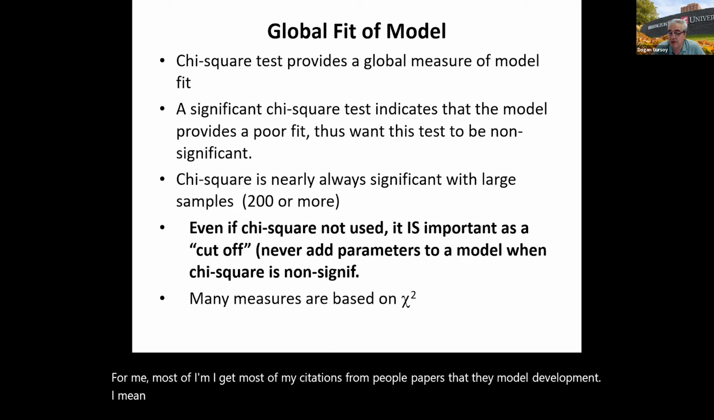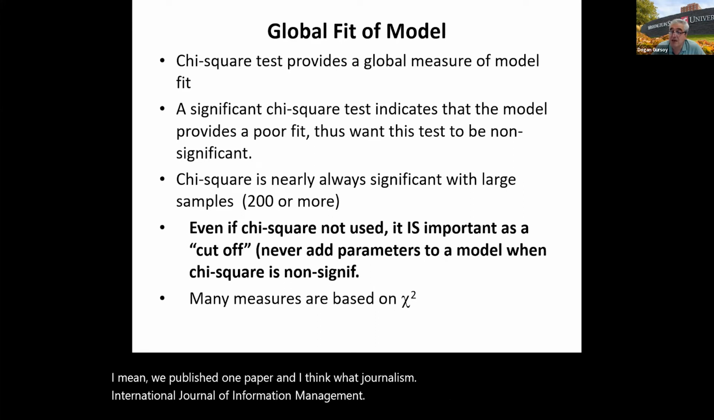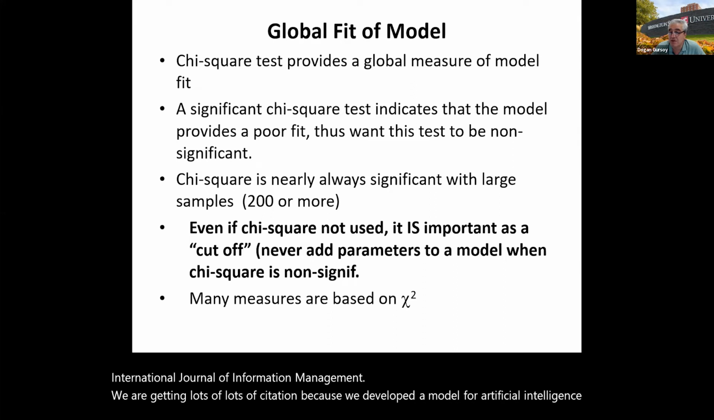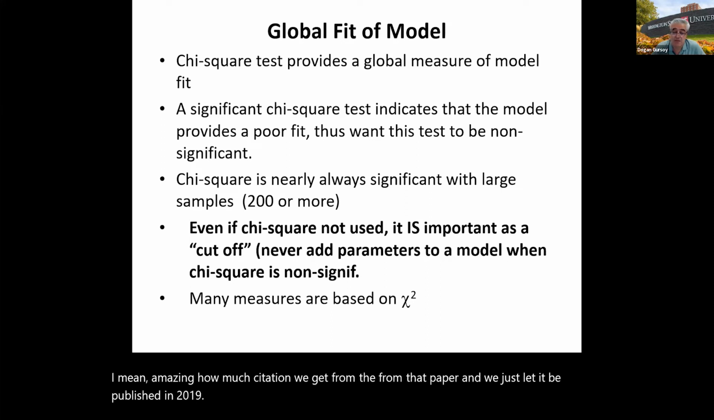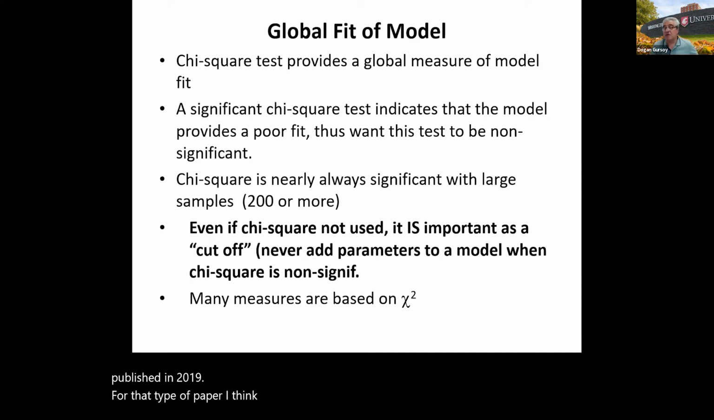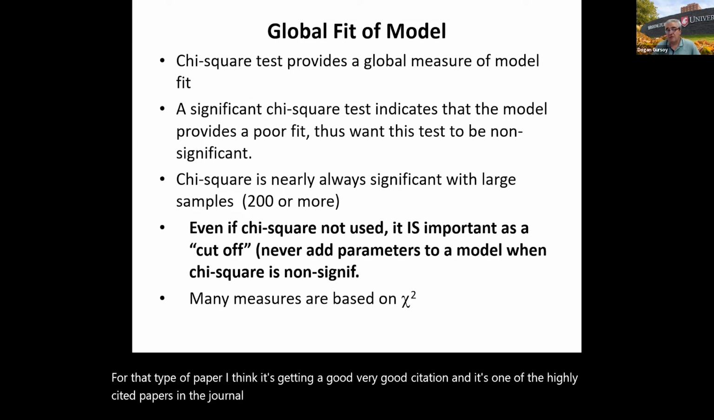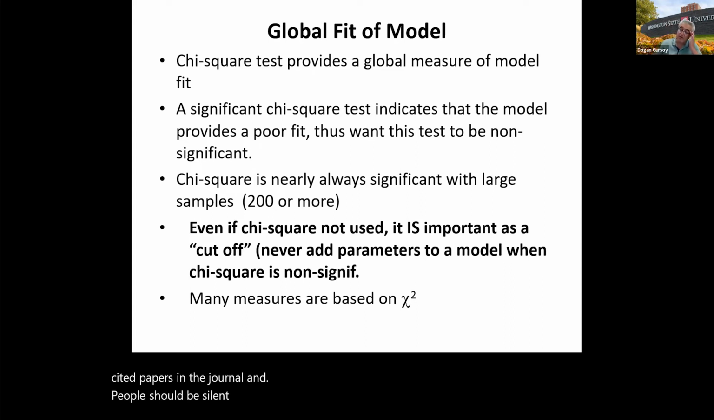We published one paper in, what journal is it? International Journal of Information Management. And we are getting lots of citations because we developed a model for artificial intelligence device use. It's amazing how many citations we get from that paper, and it was only published in 2019. It's getting very good citations, and it's one of the highest cited papers in the journal. People keep citing it because of the model. There was no model before. I think there are a few models now, but still, people are citing it.